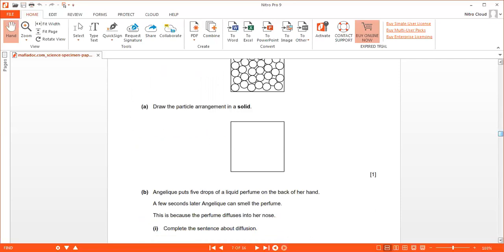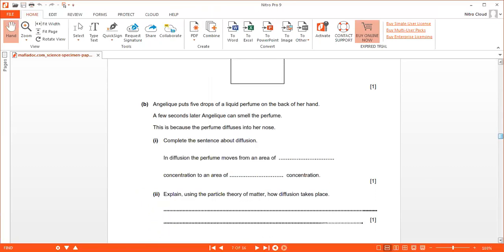B. Angelique puts 5 drops of a liquid perfume on the back of her hand. A few seconds later, Angelique can smell the perfume. This is because the perfume diffuses into her nose. Complete the sentence about diffusion. In diffusion, the perfume moves from an area of high or low concentration. Of course, it's from an area of high concentration to an area of low concentration.